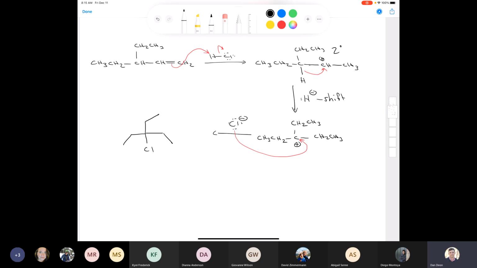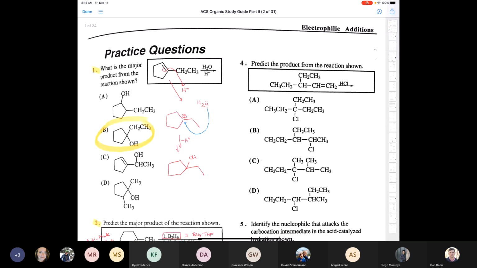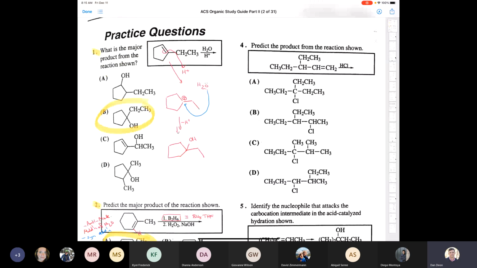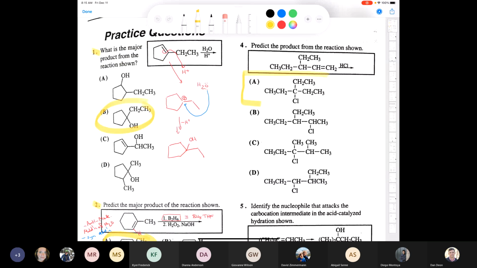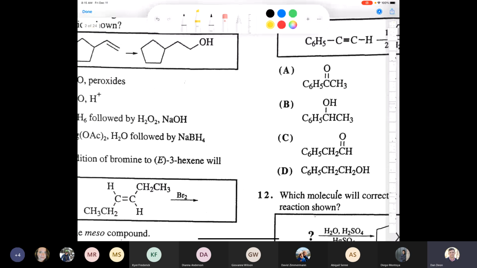Good. So what did we learn here? You know, you have to be able to recognize when it's a Markovnikov addition, and you got to be able to recognize when a hydride shift is going to occur. And if we go back here, you'll see that the answer is A. A is the answer right there. Okay, next question I had chosen was question number 7. We'll move on to there.